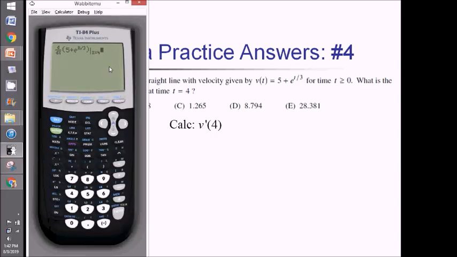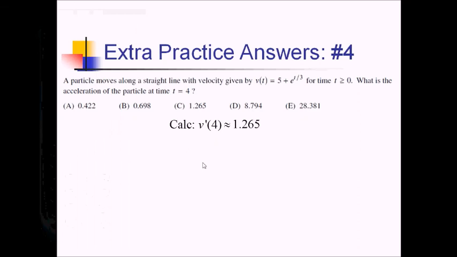Specifically, on my calculator, I went to math and then 8, and then pulled up this d over dx business. So I always differentiate with respect to x. Here's the function, here's the velocity function they gave us. Here's the time they want it evaluated at. Just press enter, and this will give us our acceleration of 1.265. So that's going to be choice C.